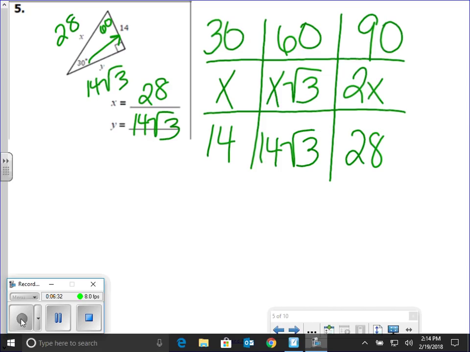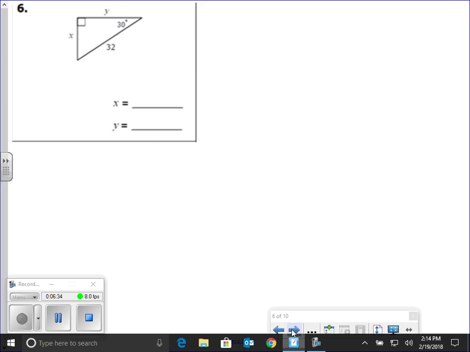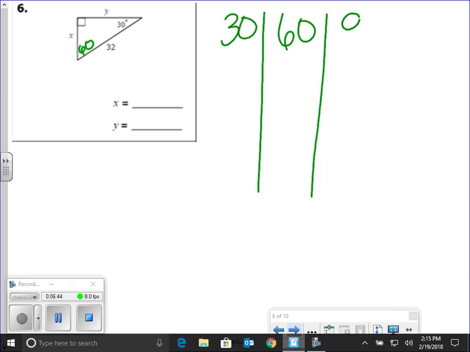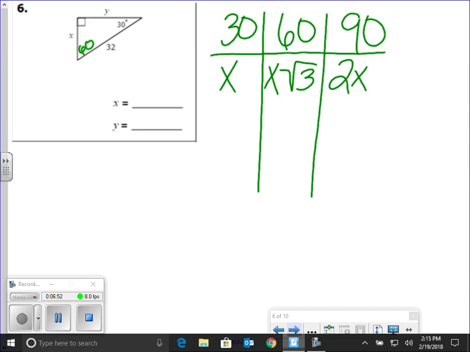All right, let's move on to question 6. Again, we have a 30, 60, 90 triangle. So I'm going to start with my tic-tac-toe, 30, 60, 90. And then we have our rule, which is x, x times the square root of 3, and 2x. Now let's go back to the problem. What did they give us?